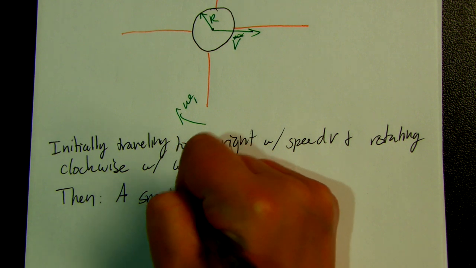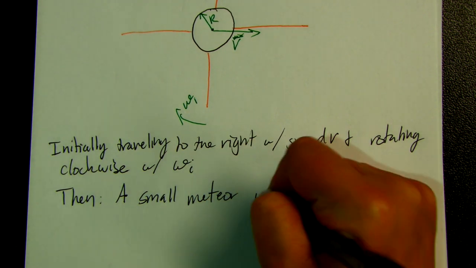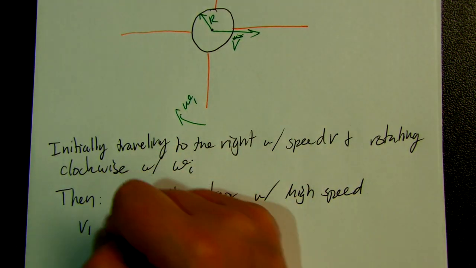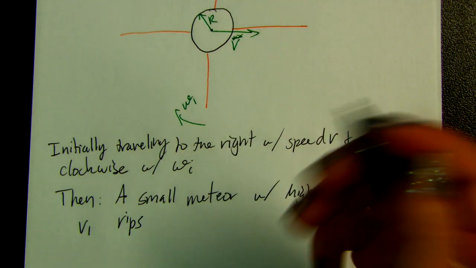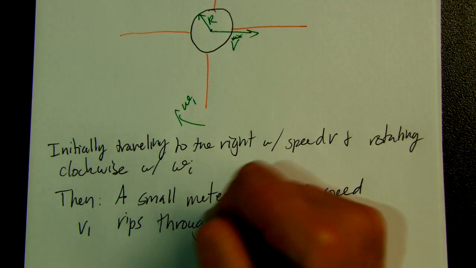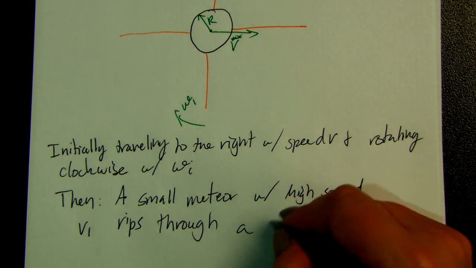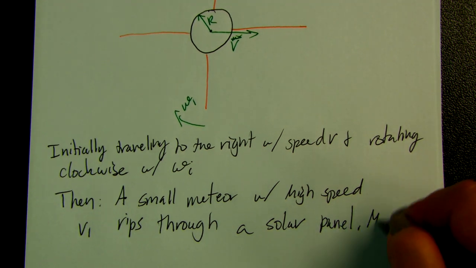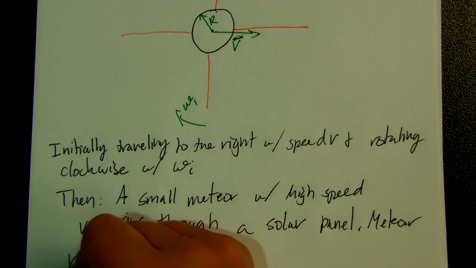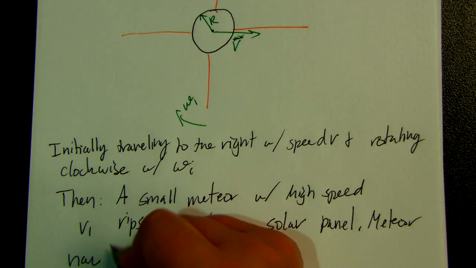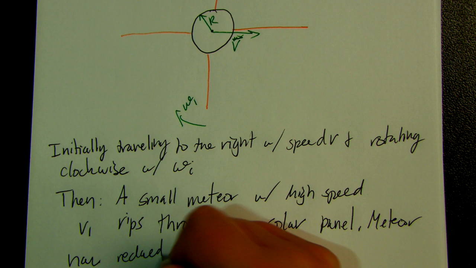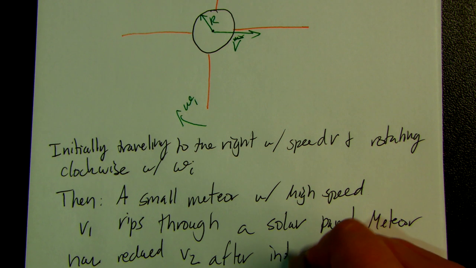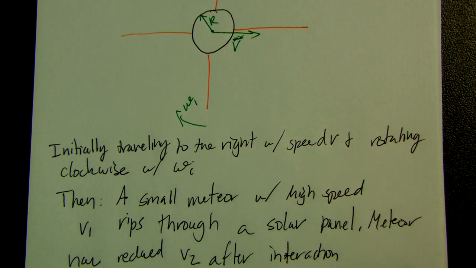A small meteor with high speed V1 rips through the solar panel. And as a result, the meteor has reduced speed V2 after the interaction. Let's draw the interaction.